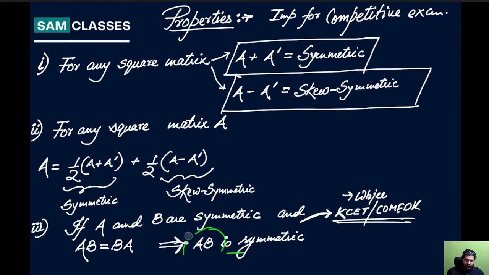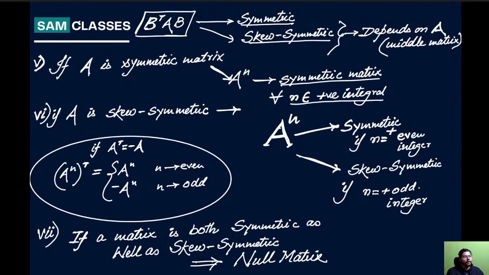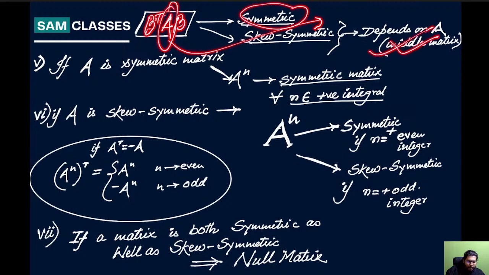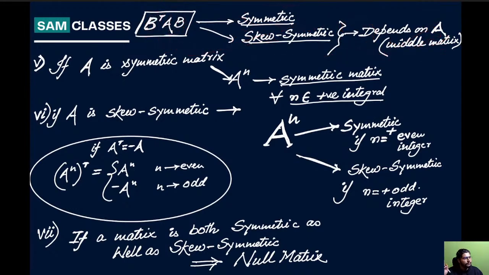Now next, what you have in the next part is a very important property. They have given us a condition like this: one matrix transpose, another matrix, and then the normal of that. So the whole thing depends on this middle person. If the middle person is symmetric, the whole answer will be symmetric. If the middle person is skew symmetric, the whole answer will be skew symmetric. Very simple. Nothing to put your brain into. Clear?